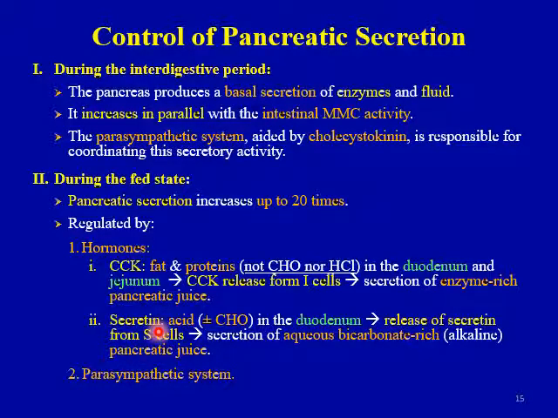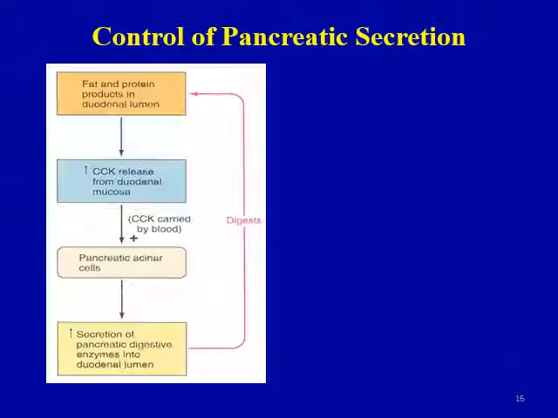Again, a weaker stimulant for the pancreatic secretion during the fed state is the parasympathetic system through the vagus nerve and the acetylcholine released by the vagal efferents. So to summarize, fat and protein products in the duodenal lumen will stimulate the release of CCK from the duodenal mucosa. CCK carried via the blood to the pancreatic acini will stimulate the pancreatic acinar cells to release the pancreatic digestive enzymes into the duodenal lumen. And this will lead to the digestion of the stimulants. These are fat and proteins.